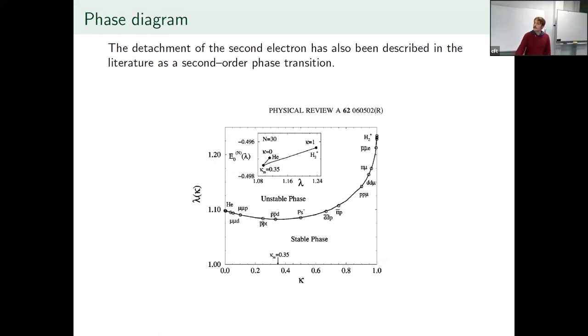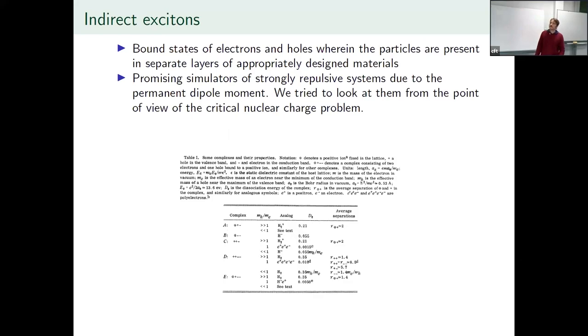Actually, you can go from here to here continuously by changing this, and there is a line in this parameter space separating the region where you have a bound state and where you don't have a bound state. Okay. Good. All right. So we want to understand something about this problem as well.